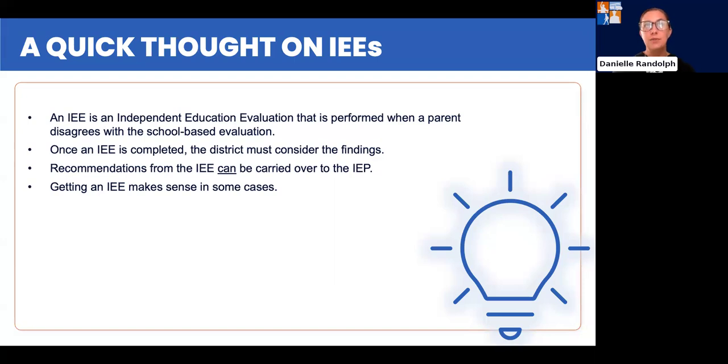I would say if the evaluation was pretty good and it covered most areas, then I don't know. Sometimes getting an IEE can add that sort of extra layer of adversarial relationship between the parent and the district. And it might not always make sense to do that if you really are getting most of what you need on the IEP based on the school-based evaluation. And sometimes it can take a lot of time to get an IEE, so it can delay things if we're waiting on that to really lead into an IEP.